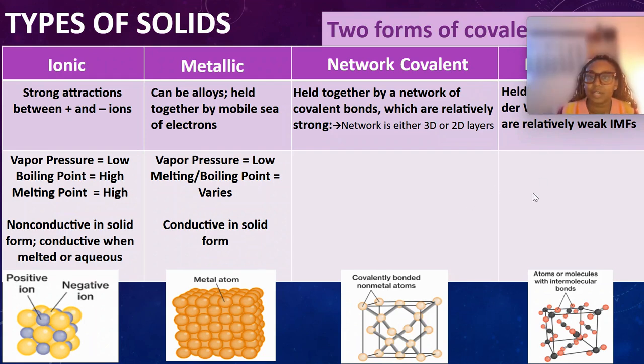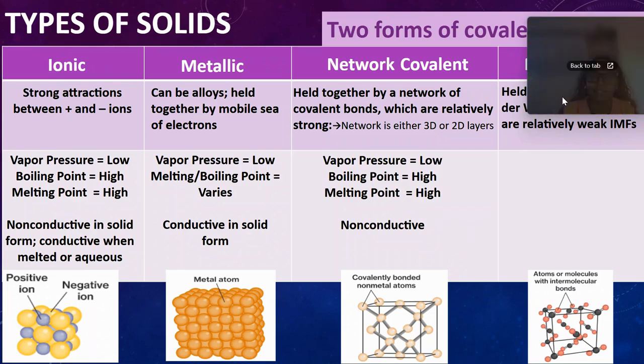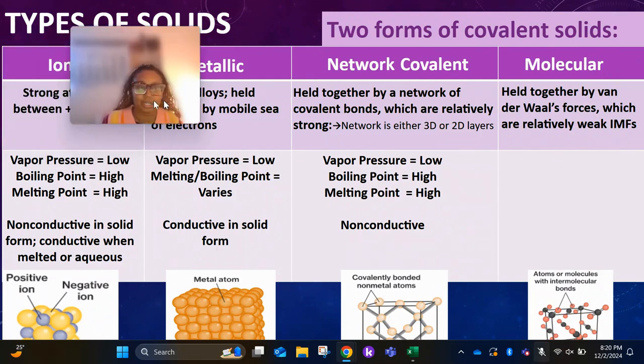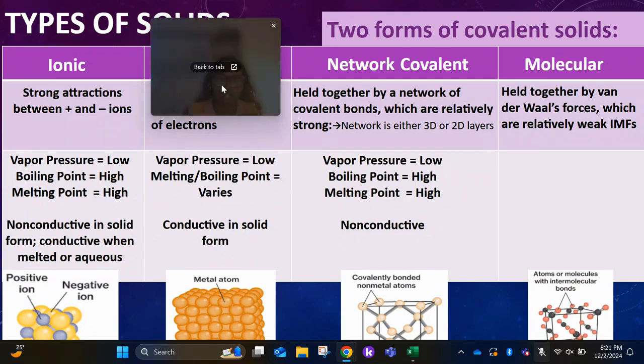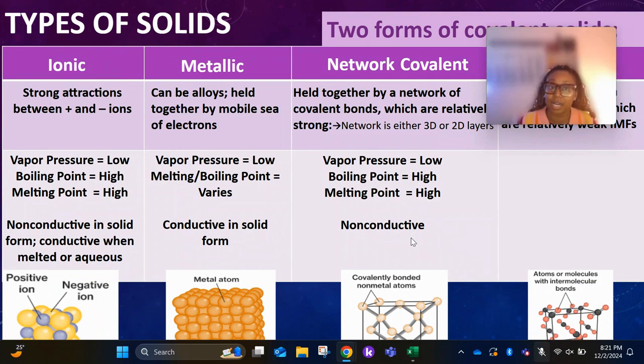Then you've got your network covalent. Your vapor pressure is low, your boiling point is high, and your melting point is high. They're non-conductive. Hopefully we're noticing a pattern: ionics are non-conductive in solid form and conductive when melted or aqueous. I'm going to add this in now that we're looking at metallic: metallic bonds are conductive, and covalent are non-conductive. Here's where that comes into play.